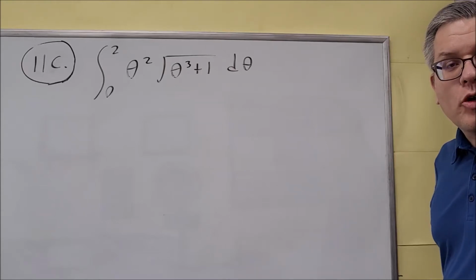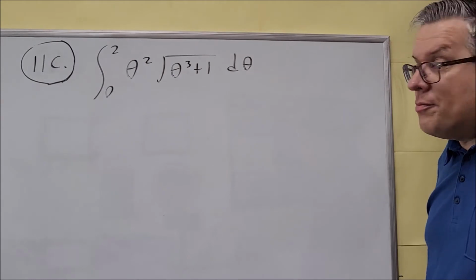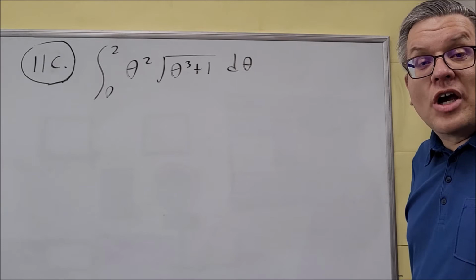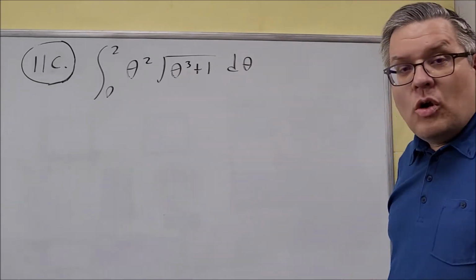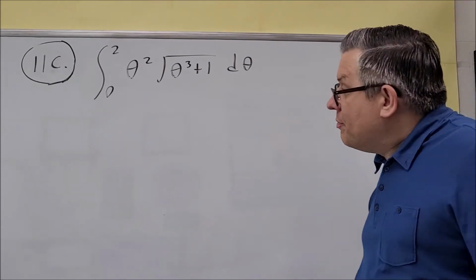This problem is also going to require a numerical answer because we've got the limits of integration there. We have 0 and 2. First thing you want to look for is the u. The u is usually what you have inside of something else. So in this case, we'll let theta cubed plus 1 be our u.